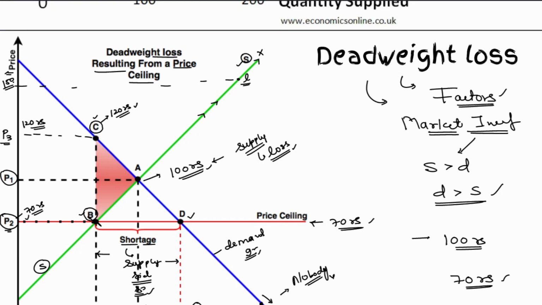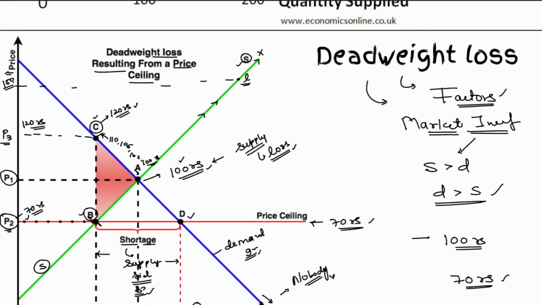Okay, but equilibrium would be established if the price was 100 rupees. So what happens to these people? Okay, they would be happy to pay 110 rupees also, 105 rupees also, 102 rupees also, until 100 rupees also. Okay, they would be happy to pay.